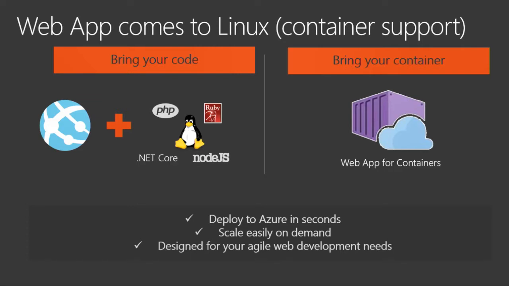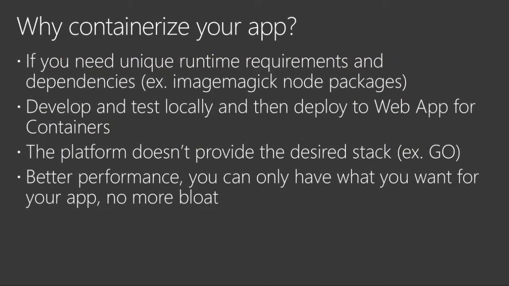The other thing is Web App for Containers, where you bring your own container. So why would you containerize your app? First, if you're using Node, we already give you Node built-in images, but if you want extra dependencies, for example ImageMagick in Node.js, we don't have that in our built-in images. You can fork our image, add whatever you want, use that as a custom container, and deploy it back to us. You can develop and test locally.